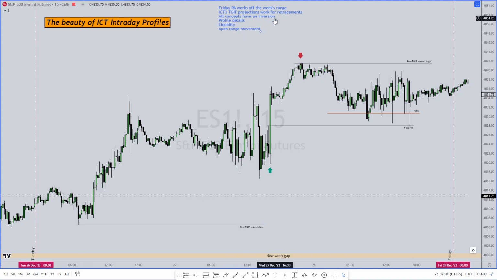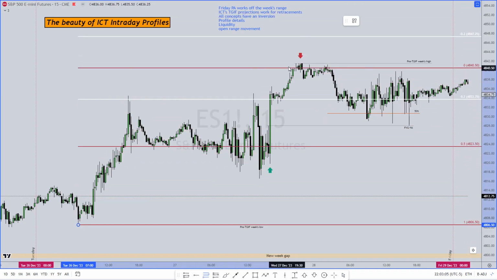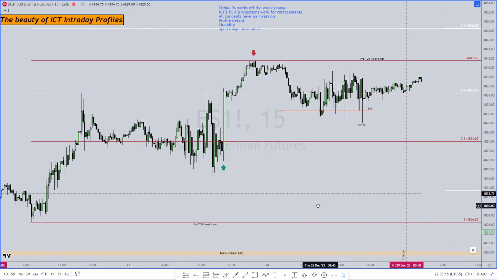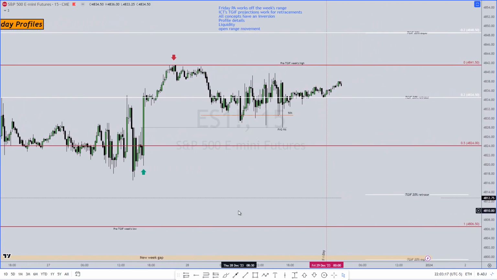So we set out the TGIF projections, which is taking the fib from the low to the high and using the 20% and negative 20%. The TGIF projections are in ICT's video. He talks about it as a retracement, pulling back into the week's range. But like all of his concepts, there is a principle of both expansion and retracement. So taking it from the low to the high, we've got the negative 20% and the 20%, and we'll stick those out as expansion and retracements.